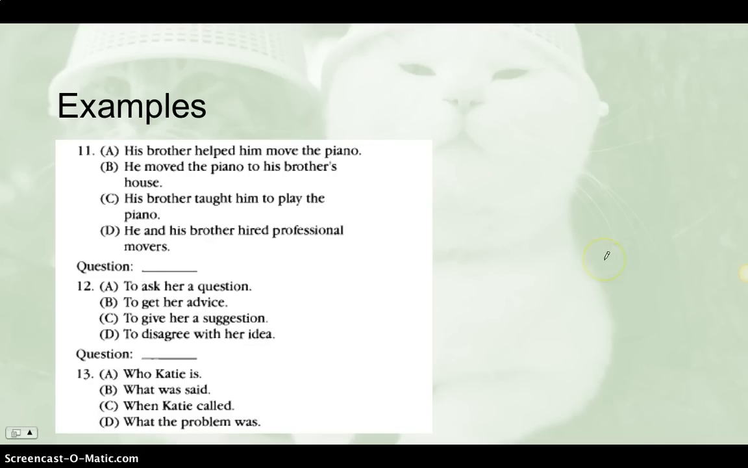Okay, so hopefully you took a minute there to write down an example question. For example, in number 11, you might have written down something like, what did the man do? Or what does the man mean? And for number 12, you might have written something like, why did the man talk to the woman? Here we have her, so we're assuming that it's talking about a woman. And on number 13, you might have said something like, what did the man ask?